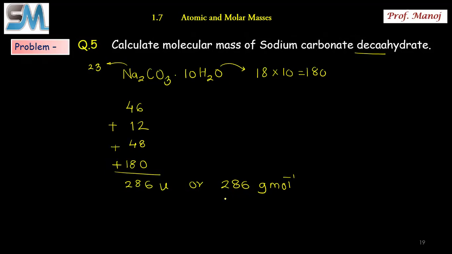Just to review the concept again, this mass we have written is called gram atomic mass. And in this case, this will be gram molecular mass. And this will be just written as simply molecular mass without the unit gram.